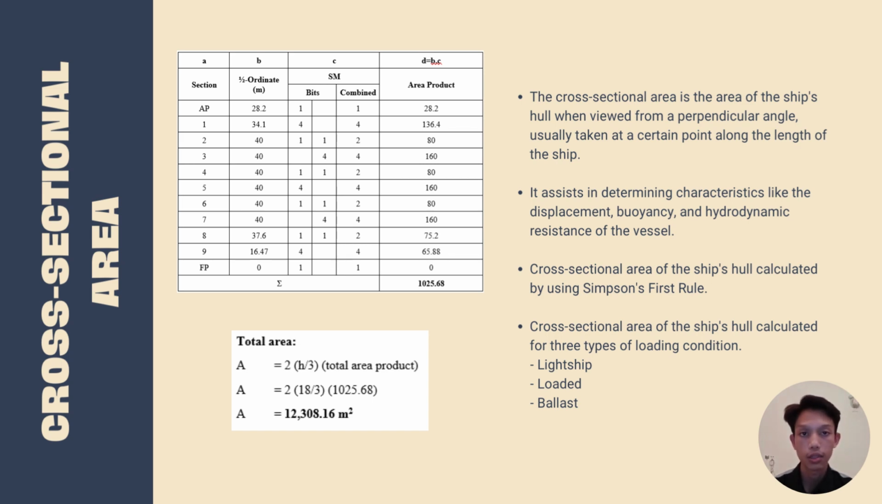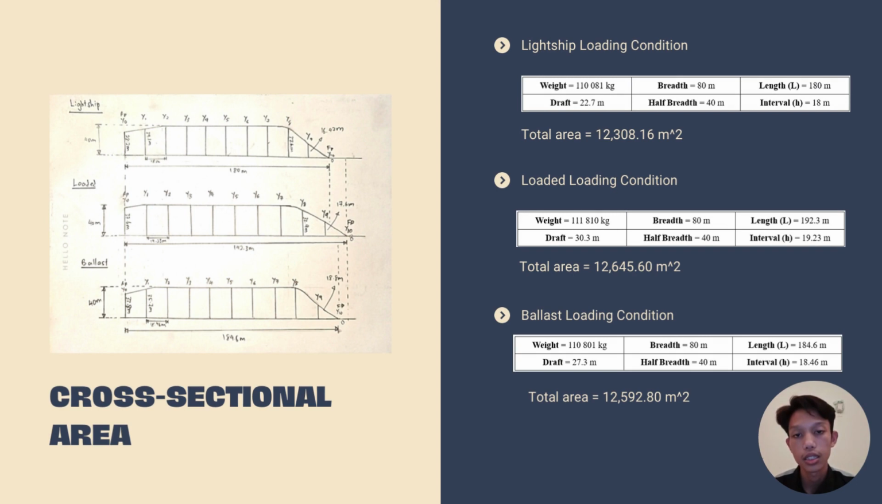As you can see in the picture, that is the example of Simpson's first rule, where the cross-sectional area will be calculated. The cross-sectional area of the ship's hull in this assignment will be calculated under three types of loading condition, that is light ship, loaded, and ballast. Next, the pictures shown here are the cross-sectional areas of the ship that have been sketched under the three types of loading condition, that is light ship, loaded, and ballast.